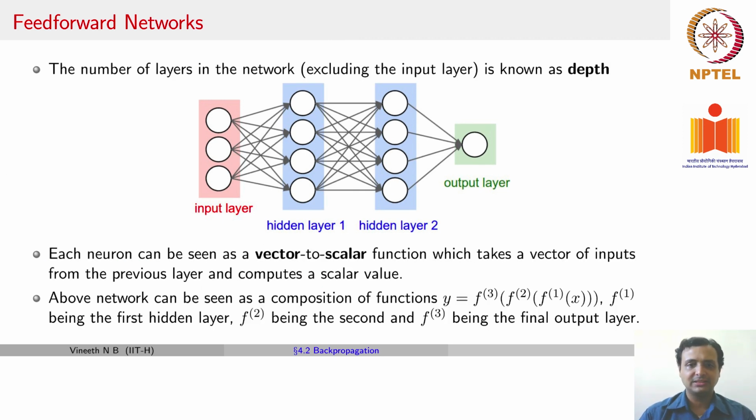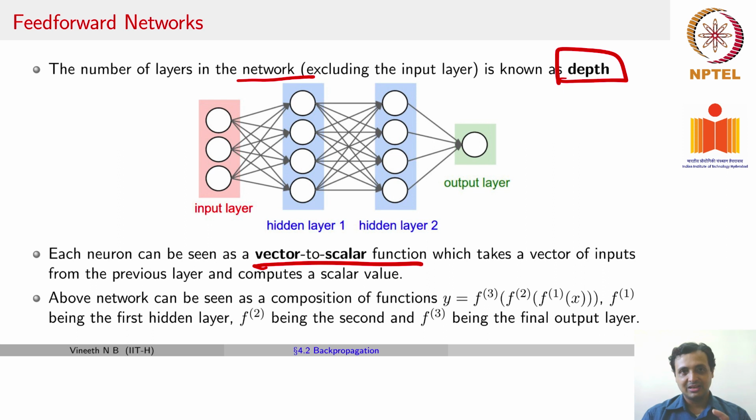The number of layers in the neural network is typically known as depth. Each neuron can be seen as a vector to scalar function which takes a vector of inputs from the previous layer and computes a scalar value. Remember, even a single perceptron is a vector to scalar function because it has n different dimensions of x as input and gave us one output. Each neuron is similar to a perceptron in that sense. And when you have multiple layers stacked one after the other in a neural network, you could look at the entire network as being a composition of several functions.